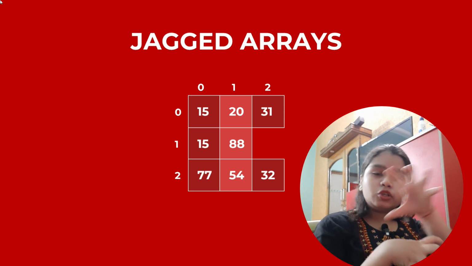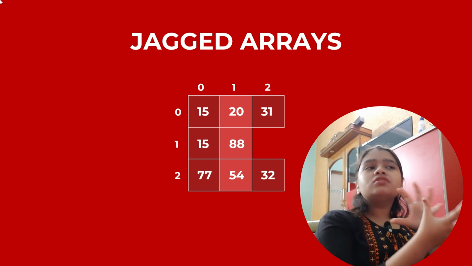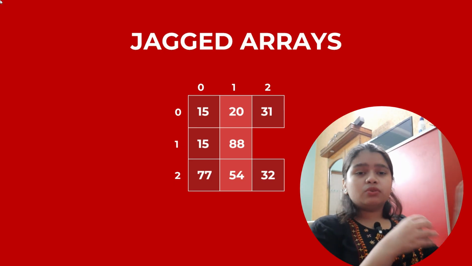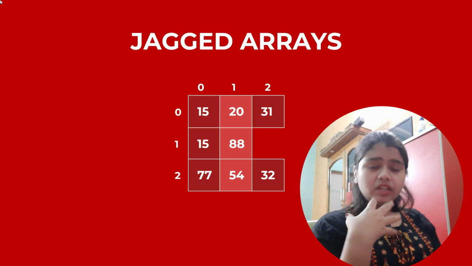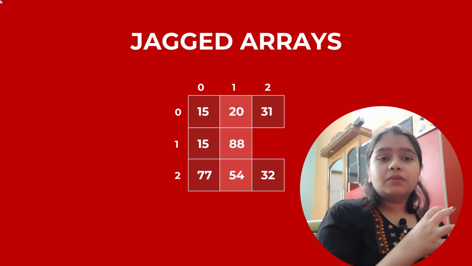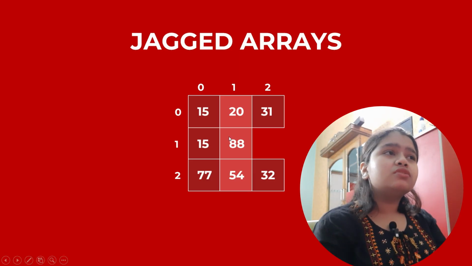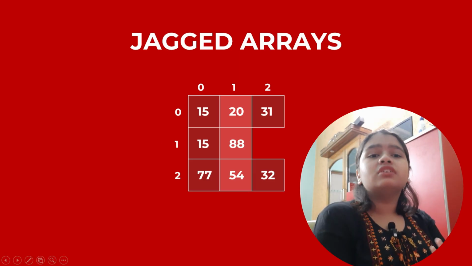A jagged array is basically a 2D array where the rows do not have a specified number of columns. It can have different columns. The rows can have different columns. It is not set that all the rows will have 3 columns only. Over here this row has 3 elements, this has 2, and this has 3 again.